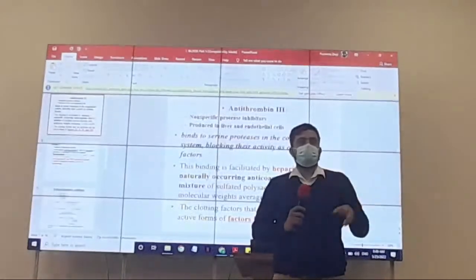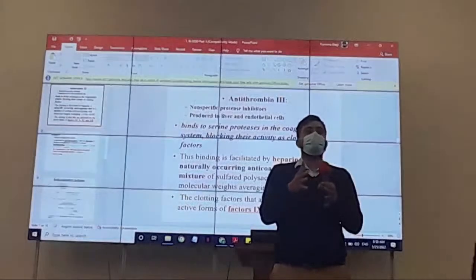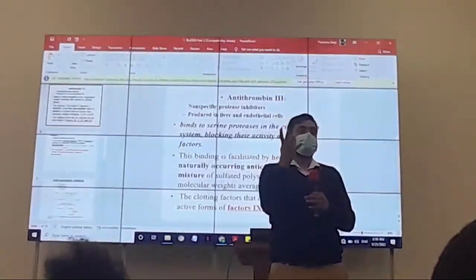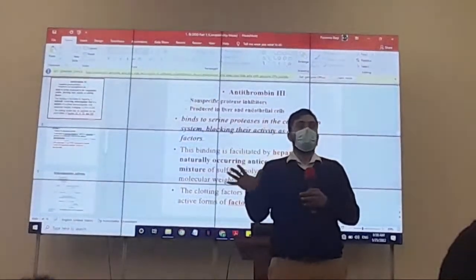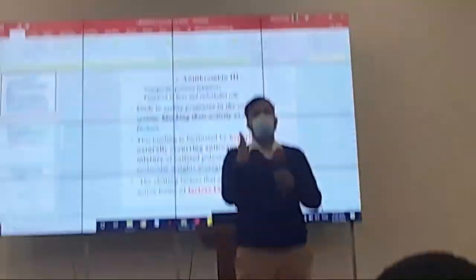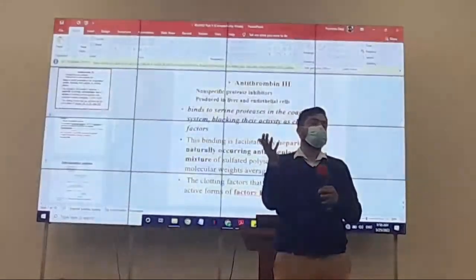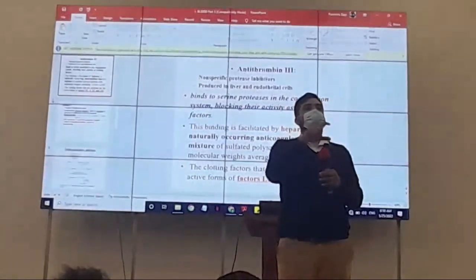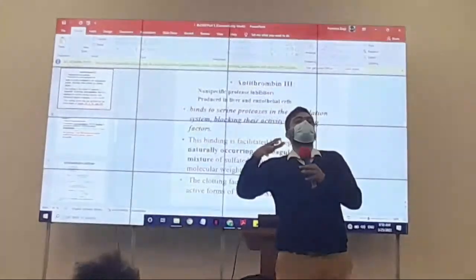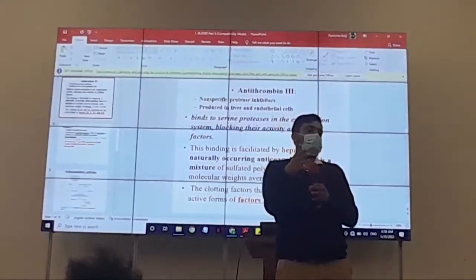Let me just summarize what warfarin does. Vitamin K is important for the proper formation of your factor 2, factor 7, factor 9, factor 10, protein C and protein S. Vitamin K is essential for these proteins to be formed. It participates in the formation of these proteins by post-translational modification. So even after these proteins are translated, they need to be modified to become their active forms. And that's the role of vitamin K.